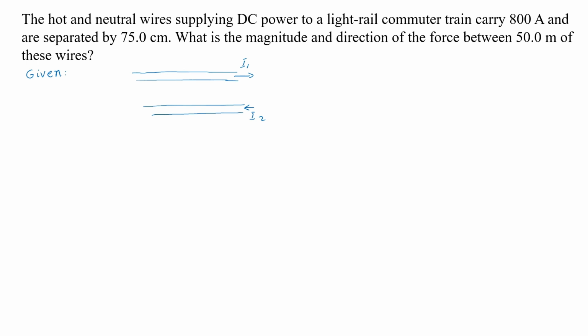Now, I2 and I1 are equal because it's a complete circuit. So I1 is equal to I2. Let's represent them by just I, and that's equal to 800 amps.